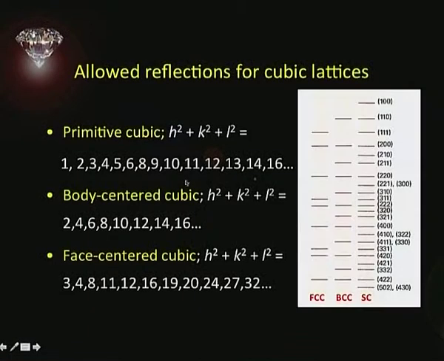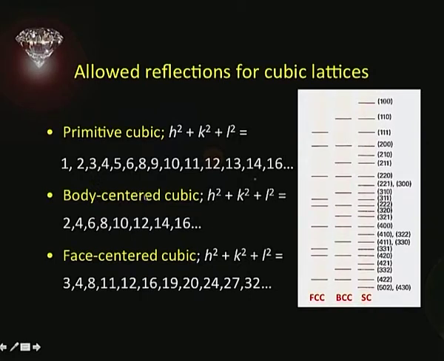Now, this is basically a compilation of the allowed reflections for cubic systems. What it says is, for a primitive cubic system, as we just saw, the diffraction points which I will be observing will be the ones corresponding to the combination where h square plus k square plus l square happens to be 1, 2, 3, 4, 5, 6, 8, 9, 10 and so on, because I will not have any other possibility from a simple cubic system.